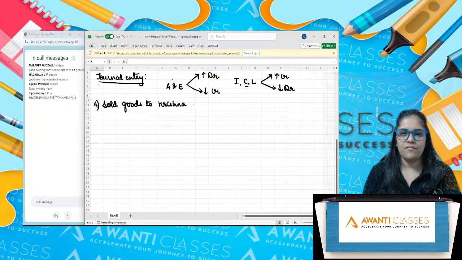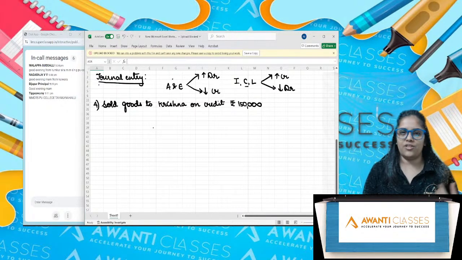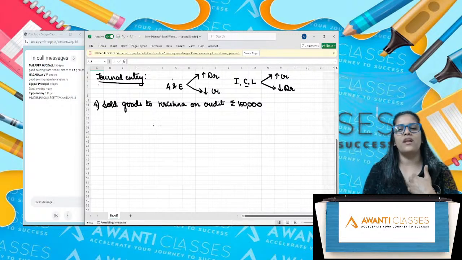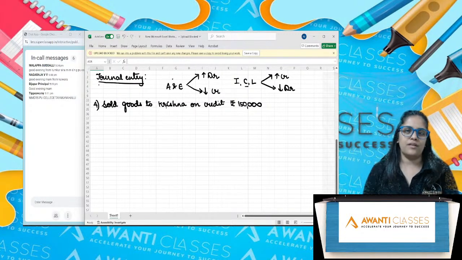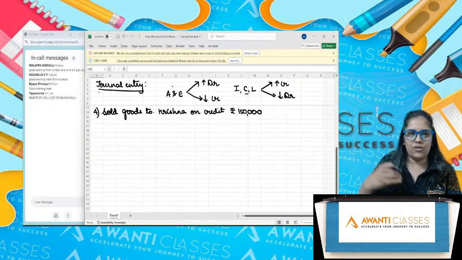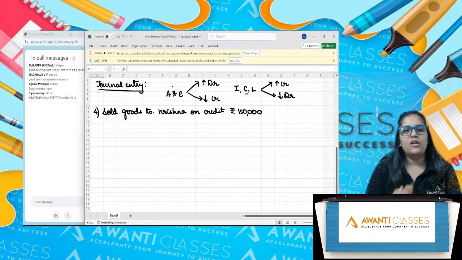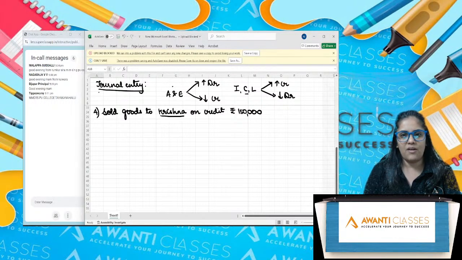Krishna on credit rupees 1,50,000. Sold goods to Krishna on credit rupees 1,50,000. Okay, so now what is happening? We are selling goods. We are selling goods to whom? Krishna. So can I say this Krishna becomes our debtor?